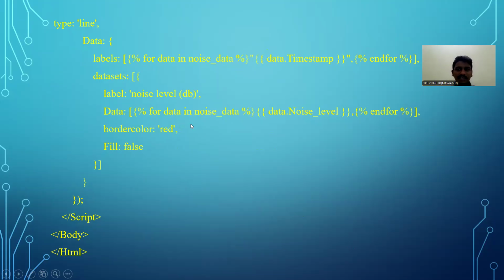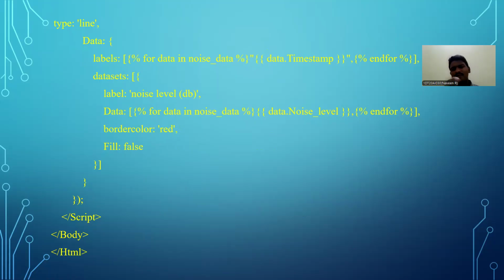Now we'll be customizing the chart appearance. We'll set the border color to red. The border color implies that the line is red in color, and the area below the line is not filled. So we have fill equal to false, in the sense that the area below the line is not filled at all.